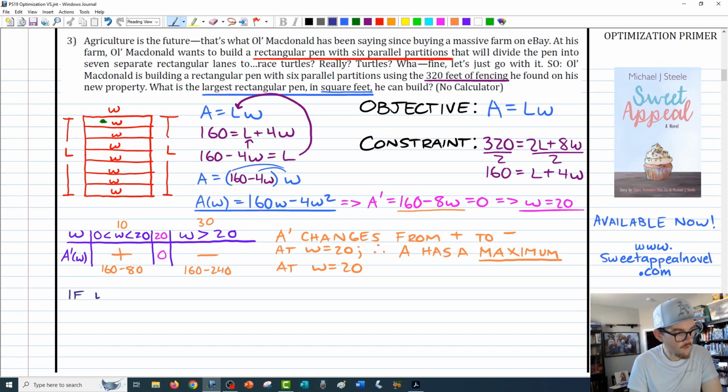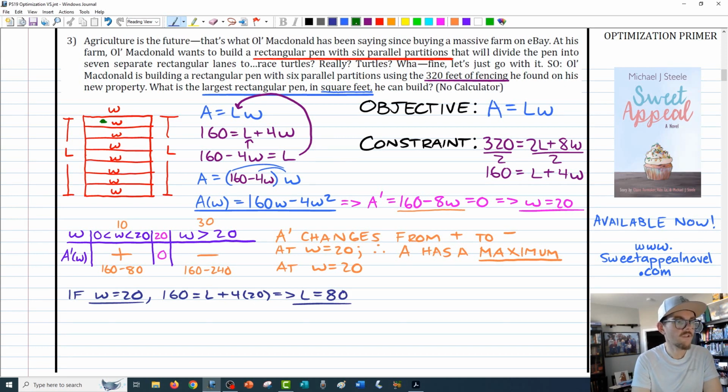So let's make a quick little note here. If w equals 20, then we know 160 minus L equals L plus 4 times 20. And based on that, 160 equals L plus 80. That's going to give us L equals 80. So we have W equals 20 and L equals 80.